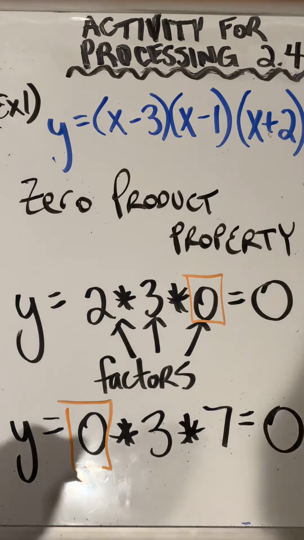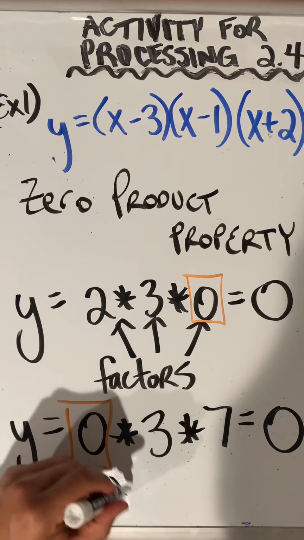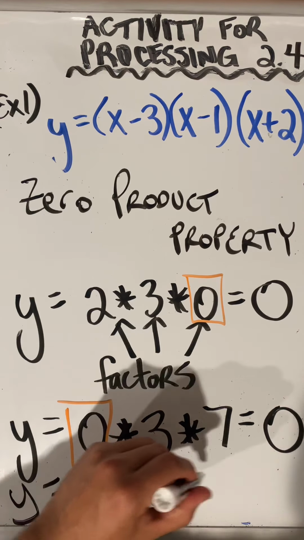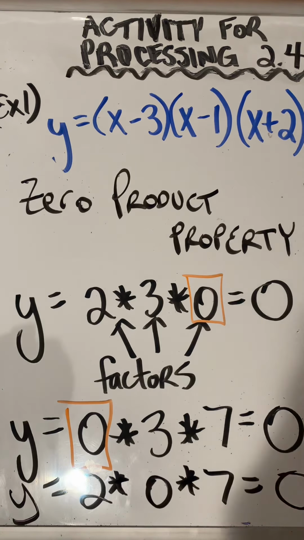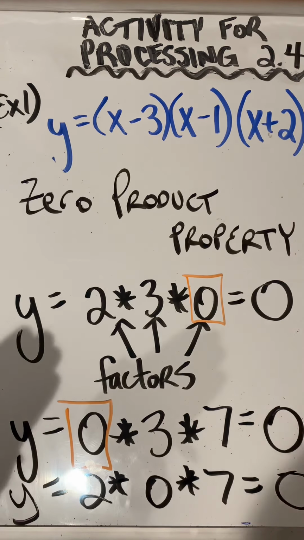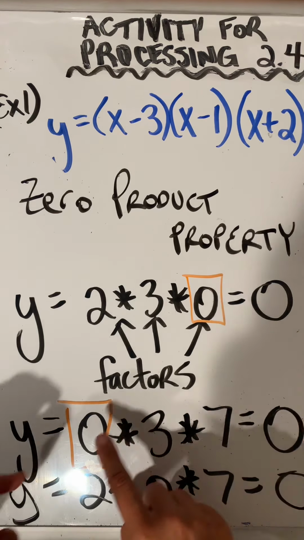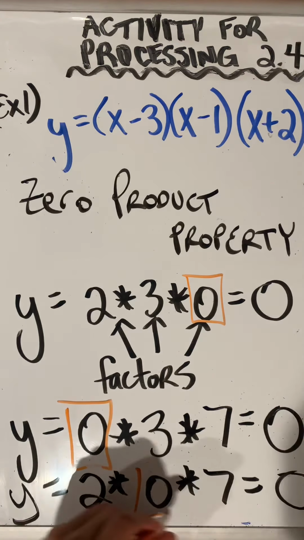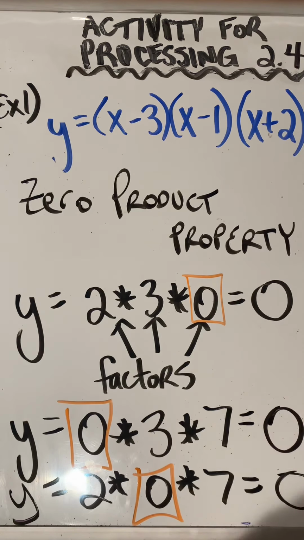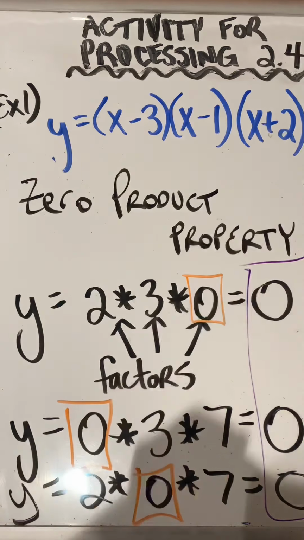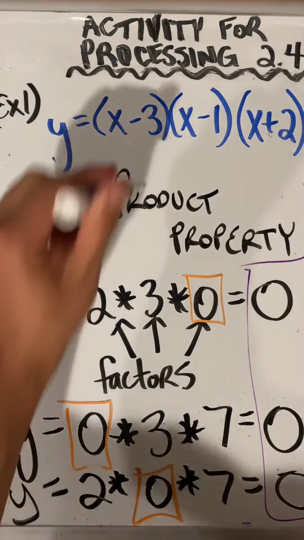I'll show you the third equation here as well. This is 2 times 0 times 7. Also gives you 0. You will see that these three equations had the same factors, 2, 3, and 7. And I replaced either the third one, the first one, or the second factor with 0, and they all yielded the same result, 0. The reason I bring this up is because this property here will apply up here.